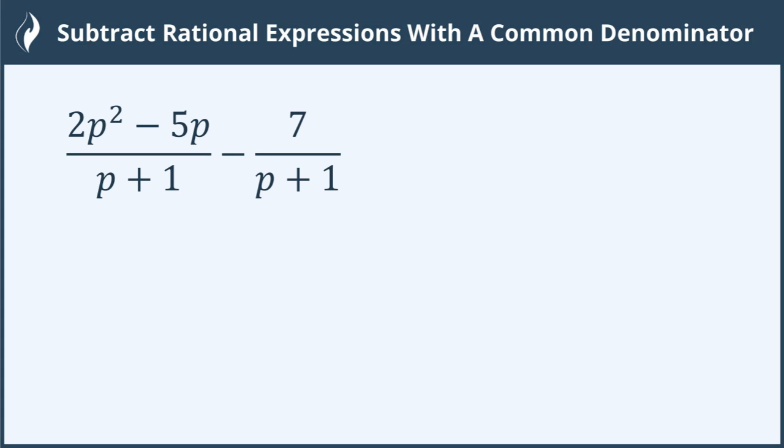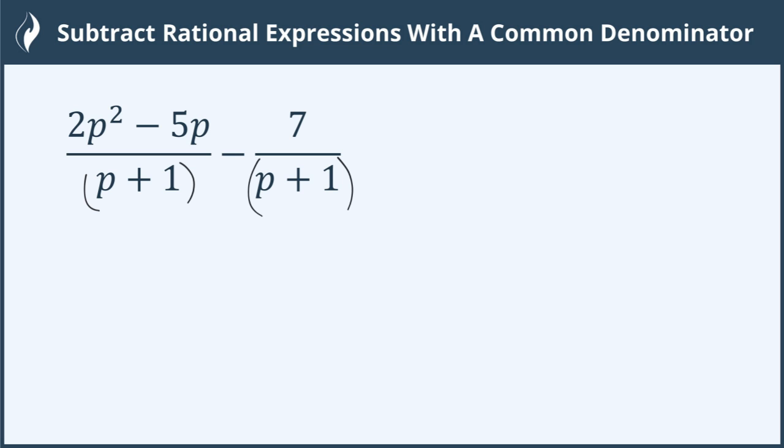In this video, I'm going to show you how to subtract rational expressions with a common denominator. So if we look at these two rational expressions, we have a common denominator of p plus 1. And so now we're going to subtract the numerators.